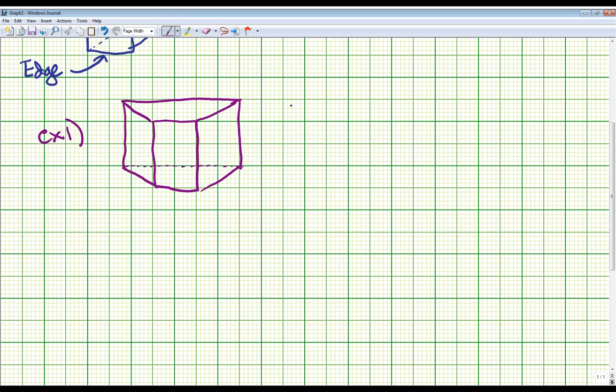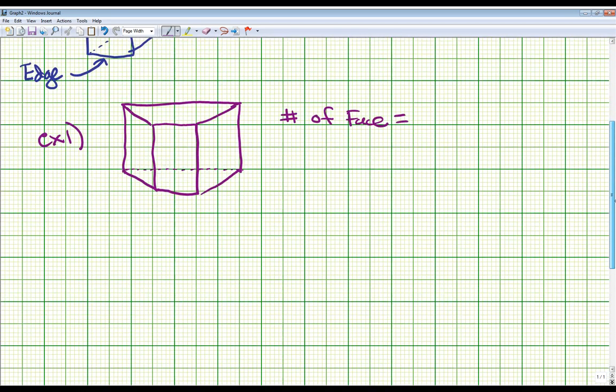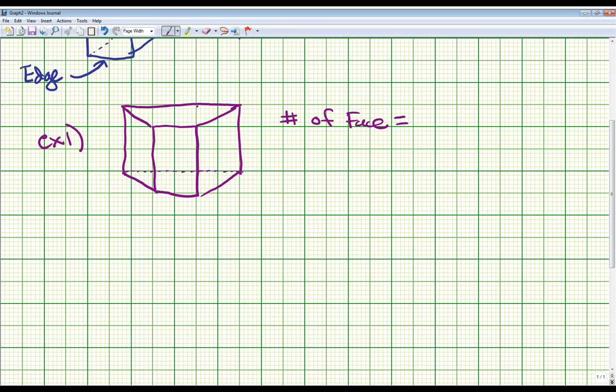So now they want us to know, okay, how many, so this is my number symbol. I want the number of faces. So let's figure out how many faces there are. From our vocabulary up here, remember a face is one of the flat sides. So the top would be a face, the front would be a face, the bottom is a face, the right and left, and then you have the whole back being a face. So we have 1, 2, 3, 4, 5, 6 faces on this solid.